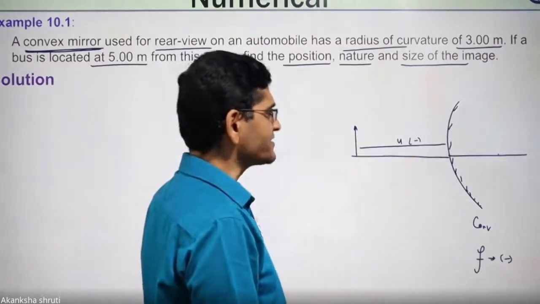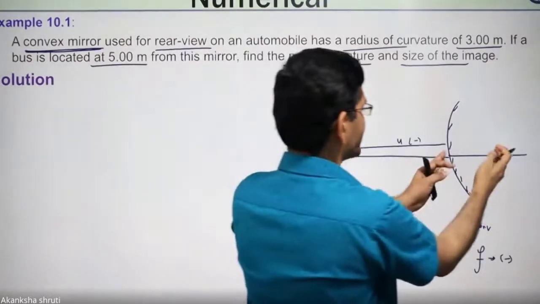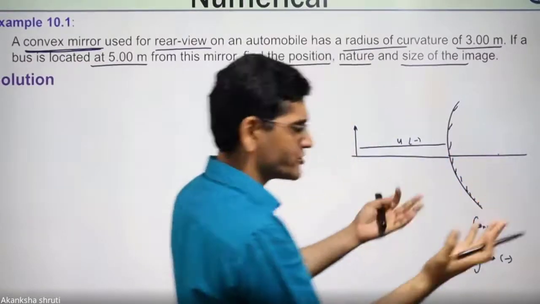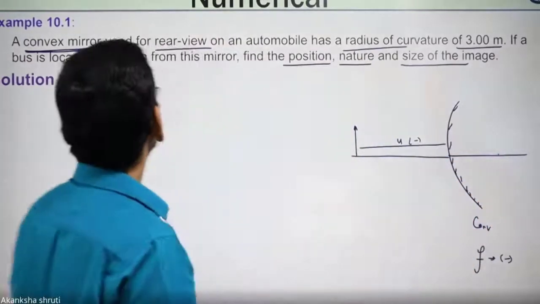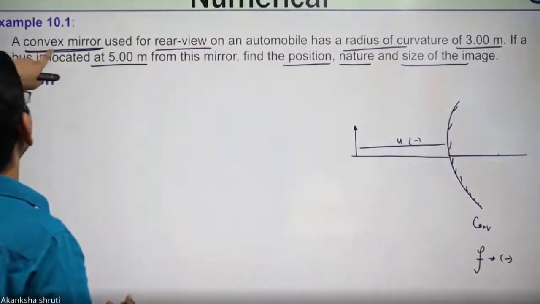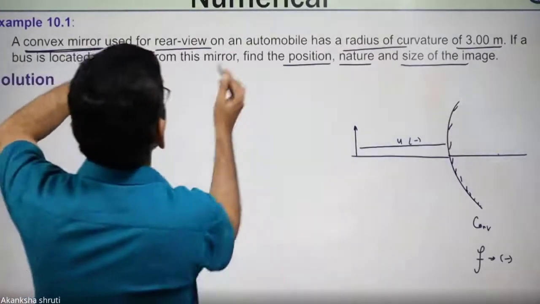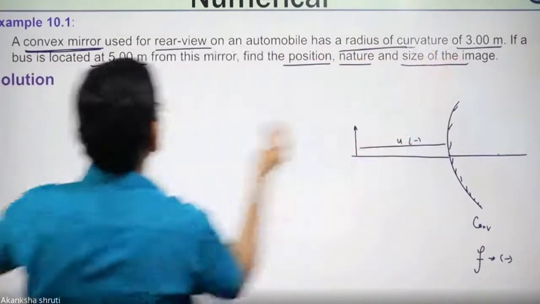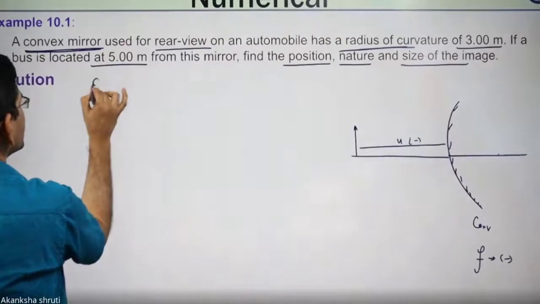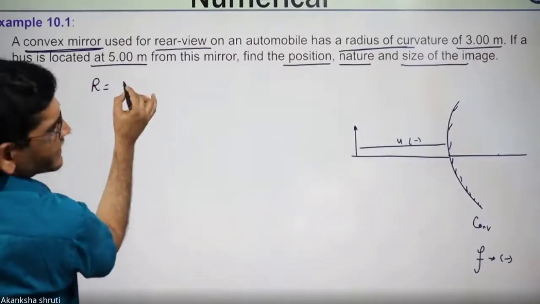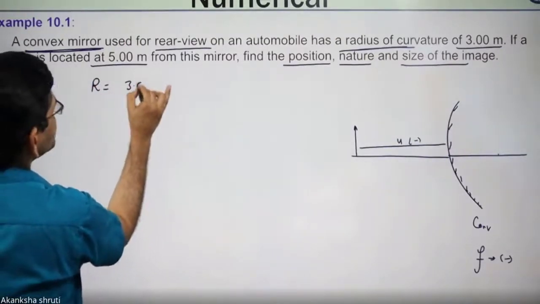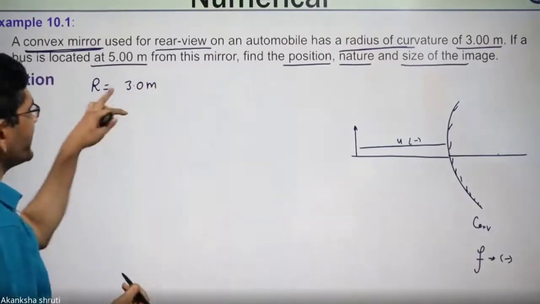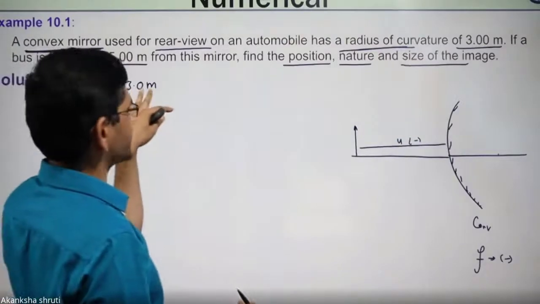Now the image, though we can get that the image is between the pole and focus, and on the right hand side that will be positive, but don't worry for that. So student, here it is given that a convex mirror used as a rear view on an automobile has radius of curvature. So right here, the radius of curvature which is given is 3.0 meter. Always put the habit of writing it with this sign.